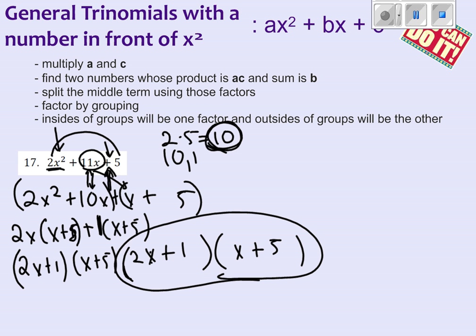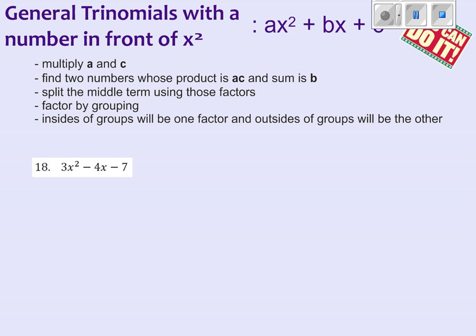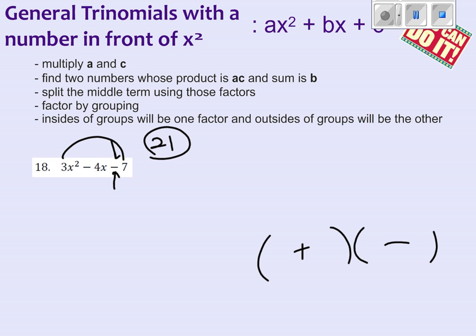That's my answer. Okay, but the big point is multiply this, figure out factors of that number, rewrite it, and then group it. So now this gets a little messier because there's a minus there. So I've got to realize that in my answer, one of them is going to be plus, one of them is going to be minus. But I still follow the same rules. 3 times 7 is 21. Well, multiplies to 21, but now subtracts to 4.